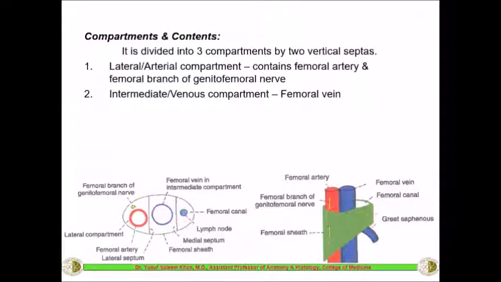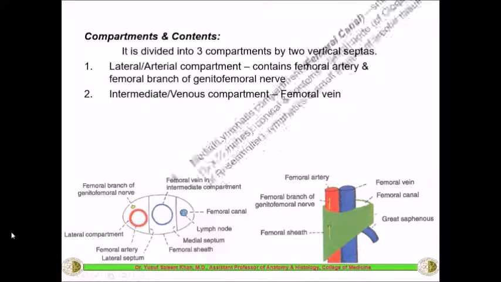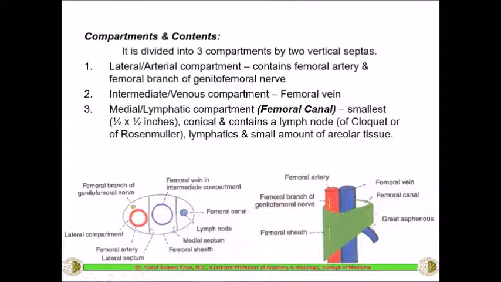The second compartment medial to that is the intermediate compartment, or it is also called as the venous compartment because of the presence of the femoral vein. So here you can see this is the femoral vein. So this femoral vein is present in the intermediate compartment, also called as the venous compartment. The most medial compartment is empty. So this is almost empty except a few group of lymph nodes.